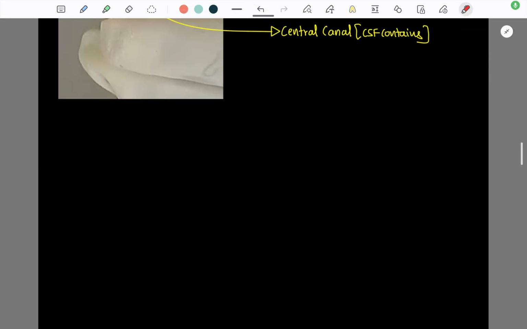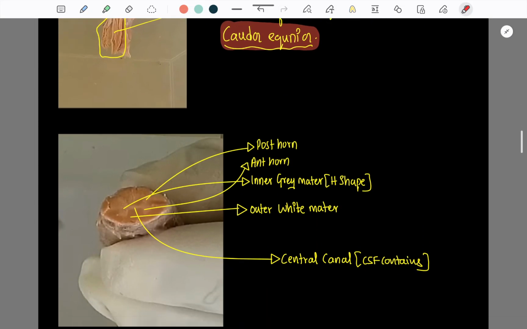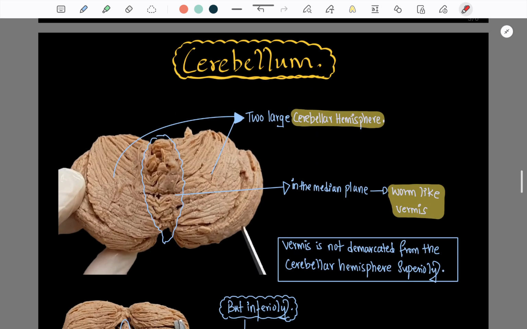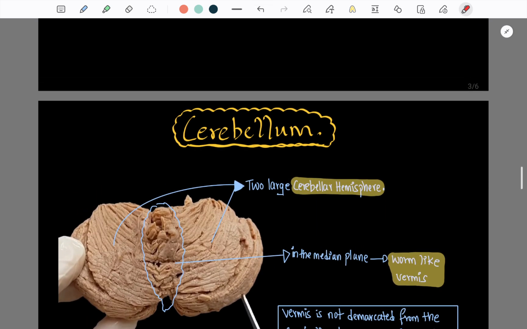Good evening, friends. In the last session, we discussed the spinal cord. In this session, we will be discussing a very important topic called the cerebellum.